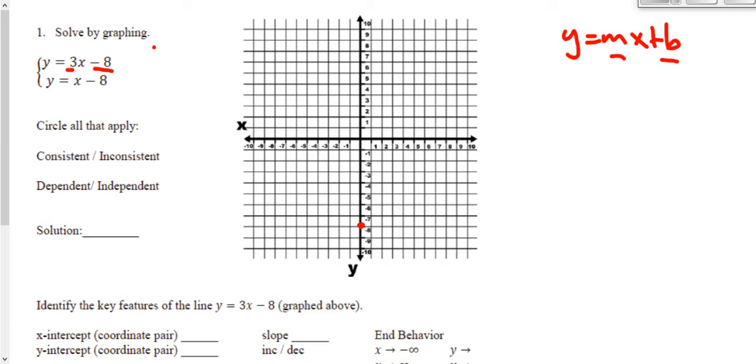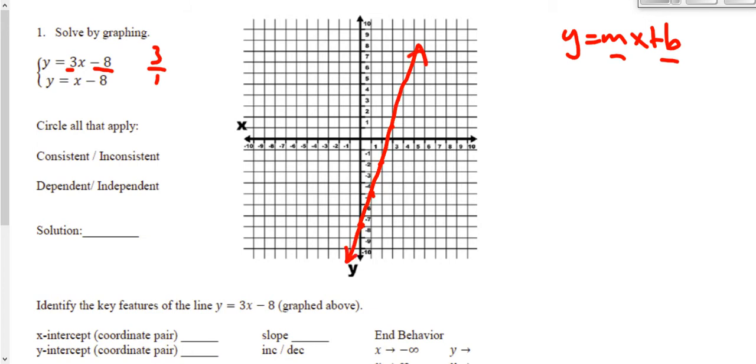The number 3 has an invisible denominator of 1, which means that this slope is a rise of 3 and a run of 1. So I have to go up 3 and over 1 to find my next point. I can continue this a couple of times if I want to, so I can get a nice straight line. There we go. And that's going to make the line for this top equation. So let's draw that line in here.